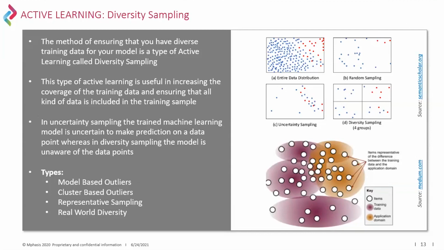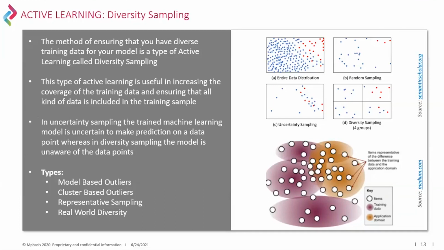The difference between uncertainty sampling and diversity sampling is that uncertainty sampling helps where the model is uncertain to make predictions because data points are very close to the decision boundary, whereas diversity sampling helps where the model predictions are incorrect due to lack of representation of certain data points in the training data.